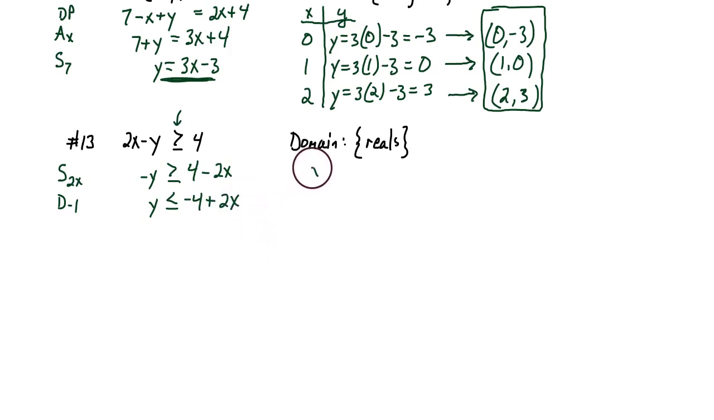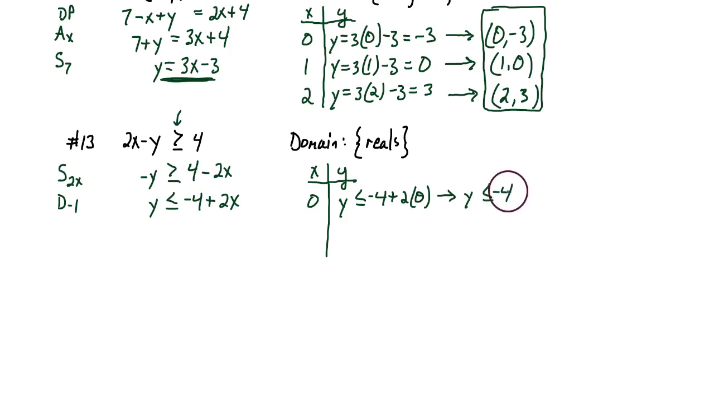Let's make an xy table and choose a number for x. How about 0? Now let's follow our pattern. y is less than or equal to -4 plus 2 times 0. This makes y is less than or equal to -4.